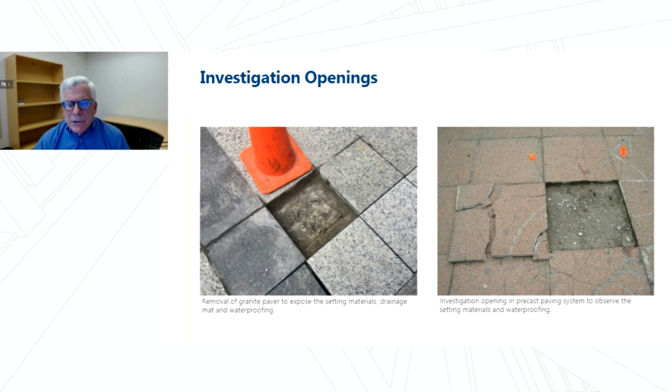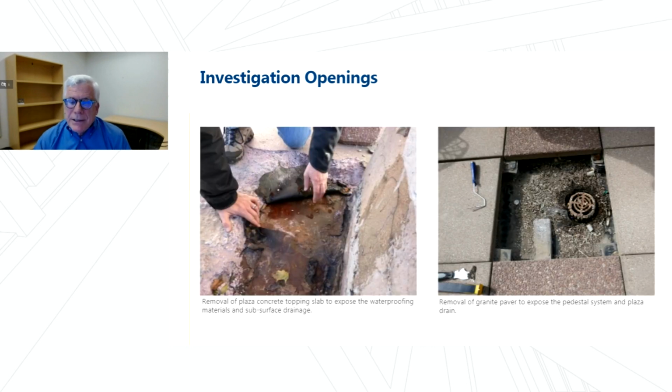In this case, on the left, you can see it's exposed by removal of the granite paver. You can see the drainage mat material and the waterproofing down there also. On the right, you can see the precast paving system with the setting materials and waterproofing. This is a good example of looking at the waterproofing system itself in the drain. On the left, you can see ponding water, and you can see the flashing is easily pulled off the vertical area where the flashing was attached.